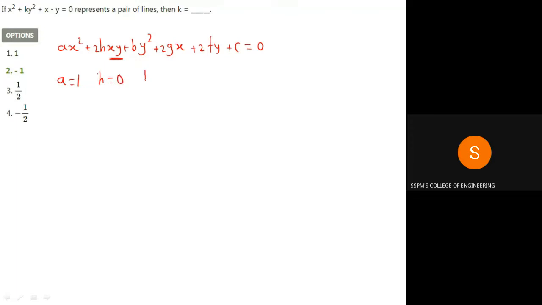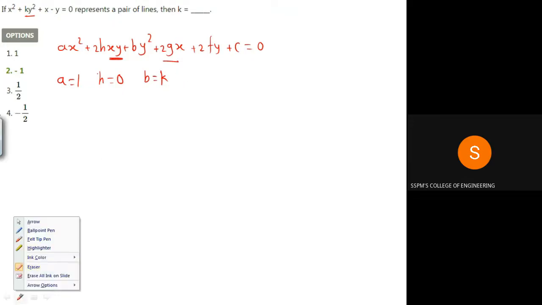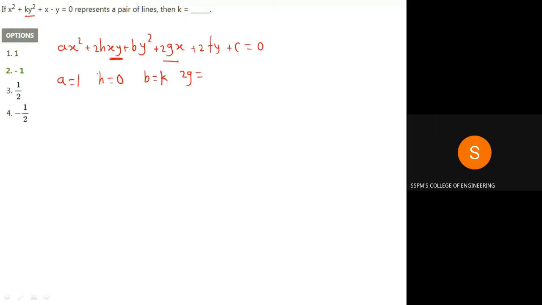Now b is equal to what? Coefficient of y square. What is the coefficient of y square? It is k. Now the coefficient of x is 2g, okay? So what is 2g? Coefficient of x is 2g. Here coefficient of x is equal to 1. So g must be 1 upon 2.